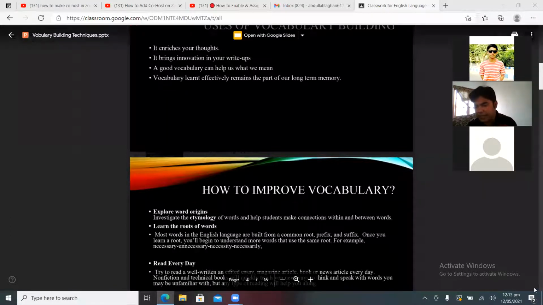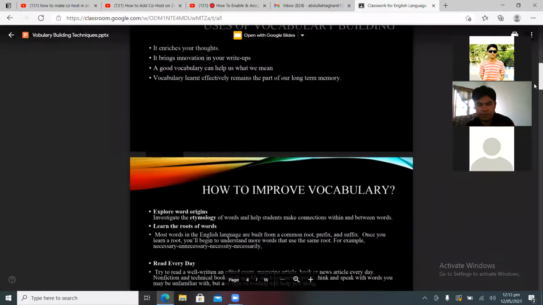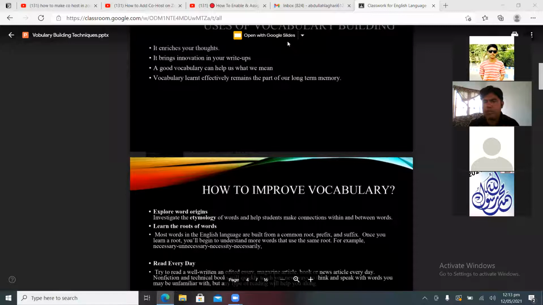And another thing is, read every day. Try to read a well-written article or well-written essay. You can find various sources to read. If you're a beginner, you can read short stories, right? Very interesting short stories from Google, or you can read short stories from other books also. But read whatever interests you, right?